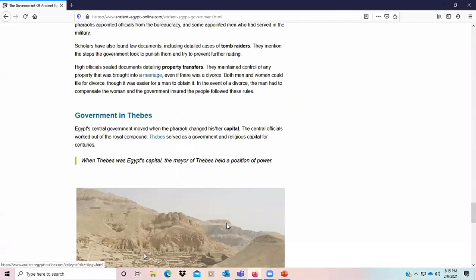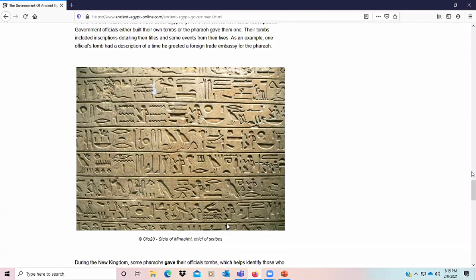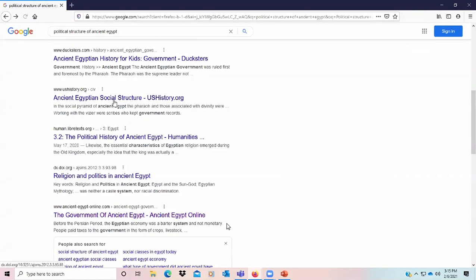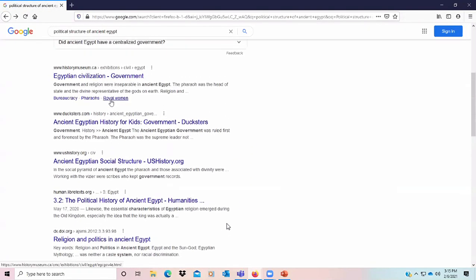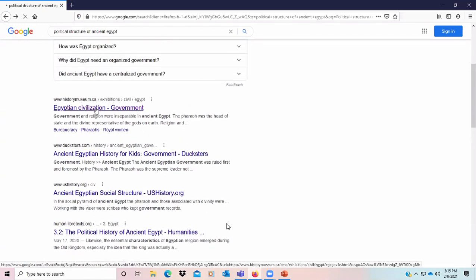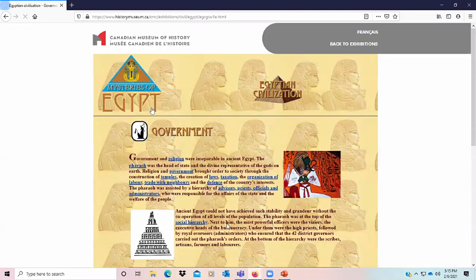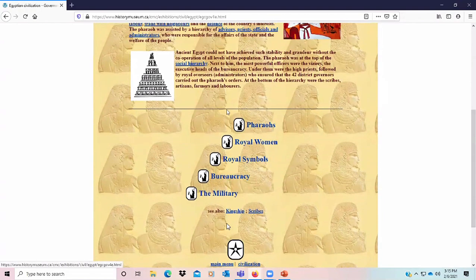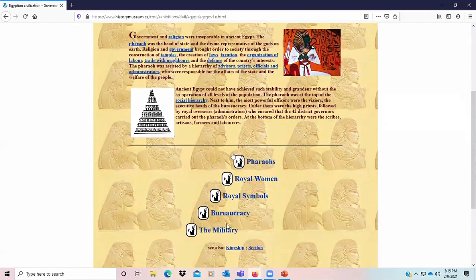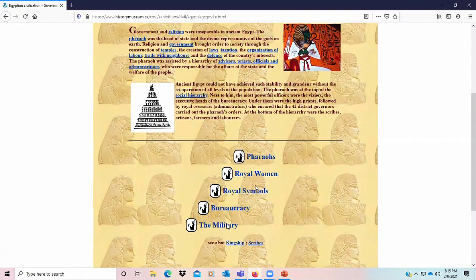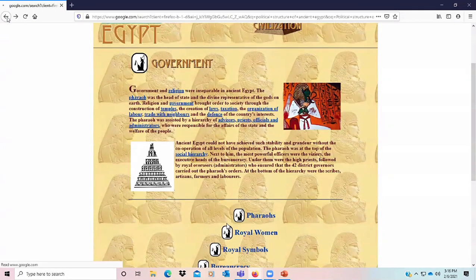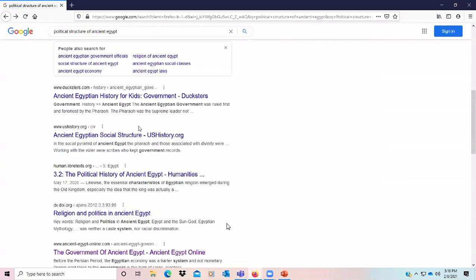So you can read up on this. You can come to the site, or there are several if you want to go to. All right, there are several of them. If you go to the History Museum, look here. This is the political structure, social, there are the pharaohs, royal women, royal symbols, bureaucracy, the military. So there's a host of things you can do research on.